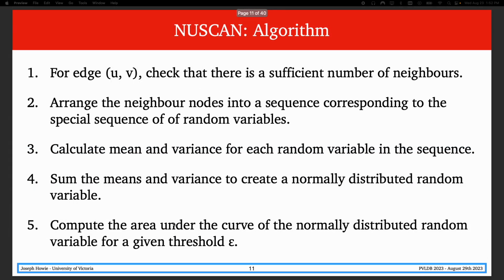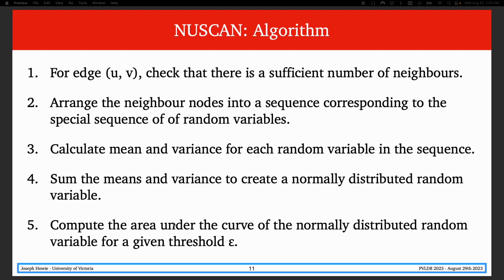We define our algorithm, which runs in linear time, to say that we first check that the number of neighbors for a given edge is sufficiently large. In the paper, we set this to 100. Then we arrange the neighbors into our special sequence of random variables. We calculate the mean and variances for those random variables w and z, and then we sum the means and variances to create our new random variable that's normally distributed. Finally, to get the value of probabilistic structural similarity, we just compute the area under the curve according to the threshold epsilon that we set at the beginning. That is going to give us a linear runtime approximation for the calculation of structural similarity.